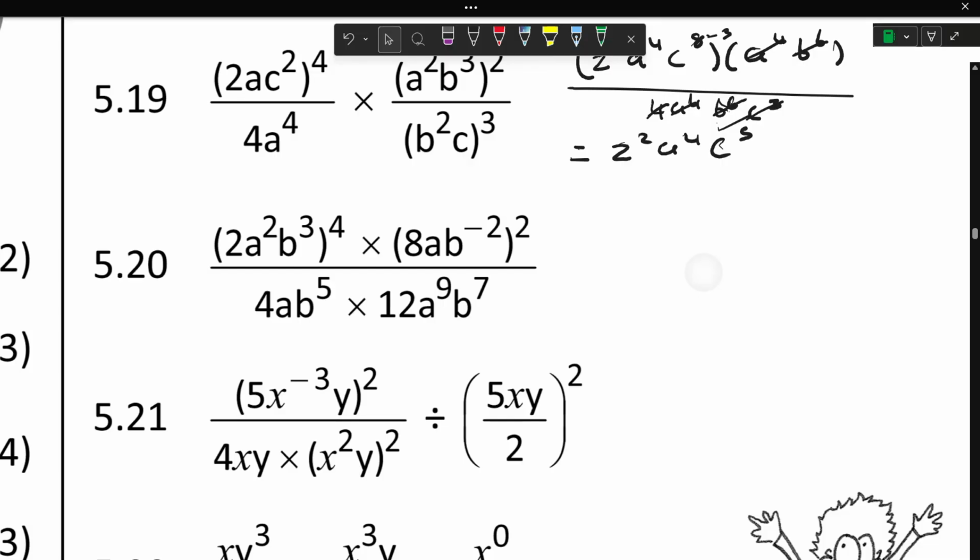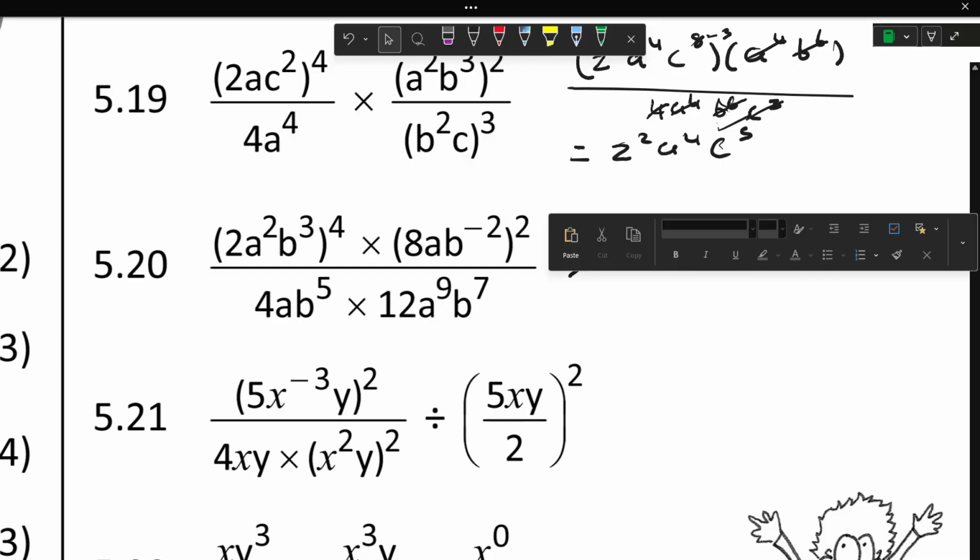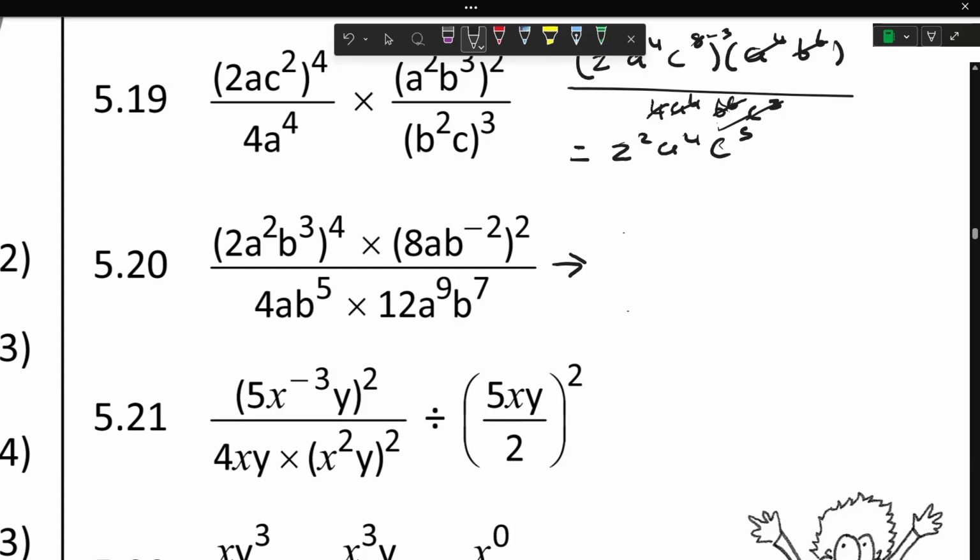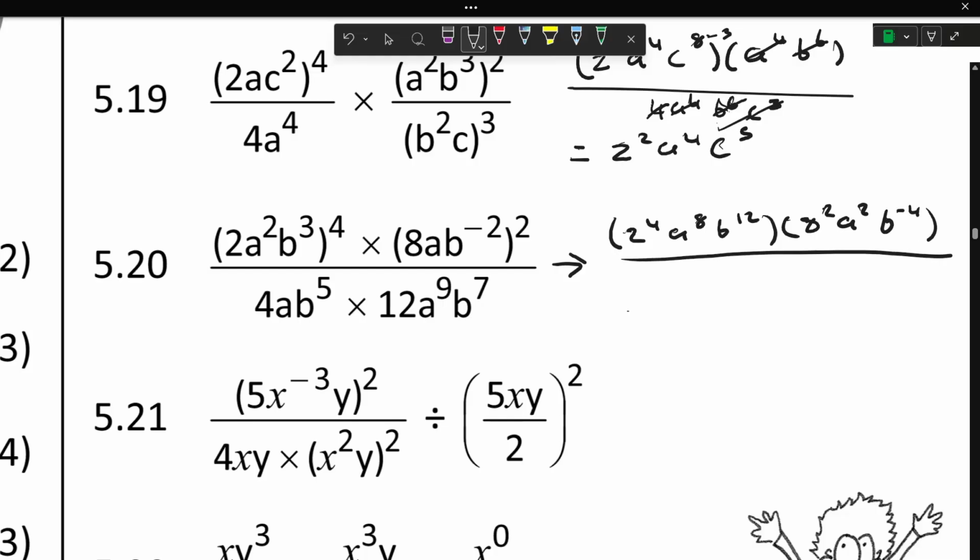2a squared, b cubed, etc. It's going to be, I know it looks big, guys, but it's just a bit of a mess. 2 to the 4, a to the 8, b to the 12. It's tedious, but you guys have got this. 8 squared, a squared, b to the -4 over 4ab to the 5 times 12a to the 9, b to the 7.